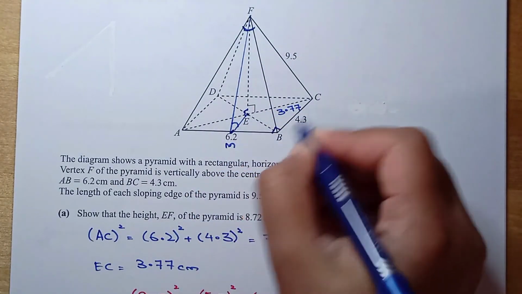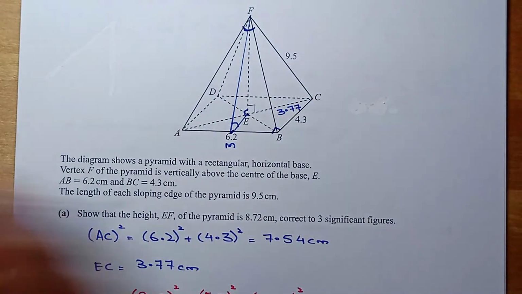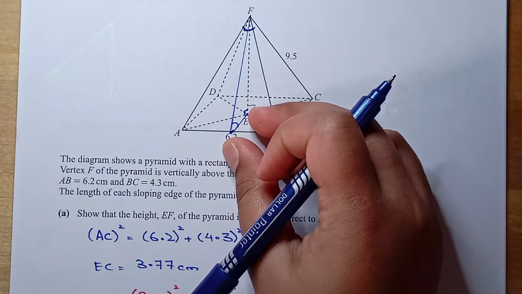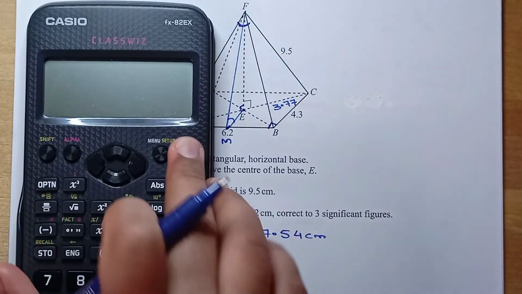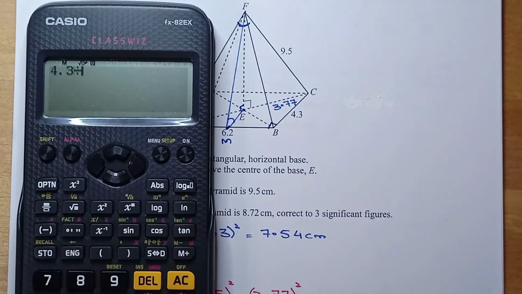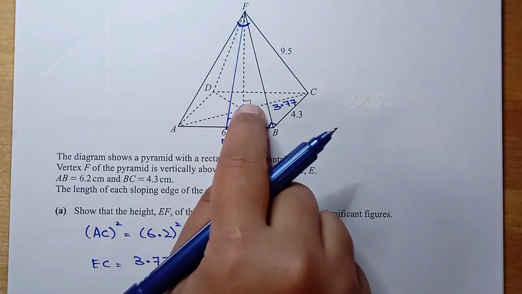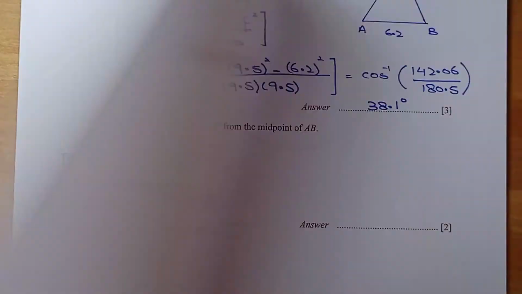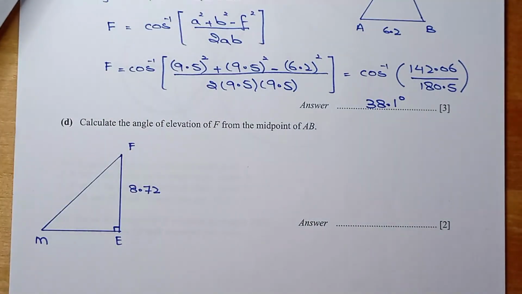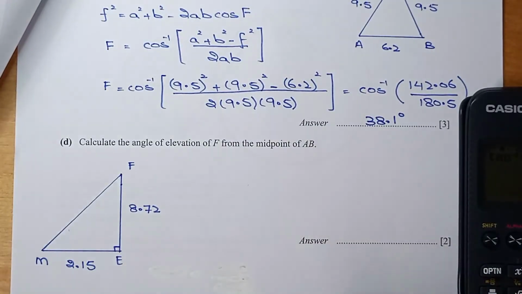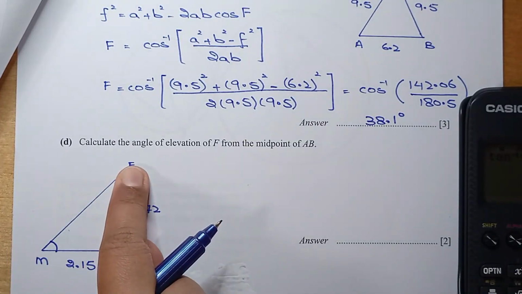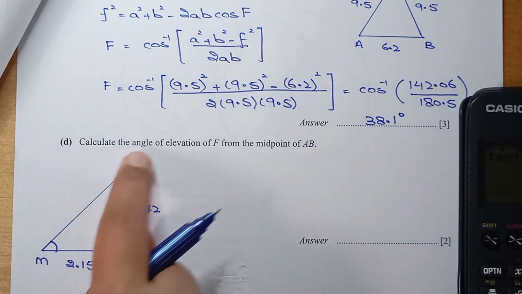So half of BC is exactly the length ME, right? BC is 4.3. 4.3 divided by 2 is 2.15. So this is half of BC, 2.15. Okay. So we need to find this angle because this is the angle of elevation of F from the midpoint of AB. So this point.